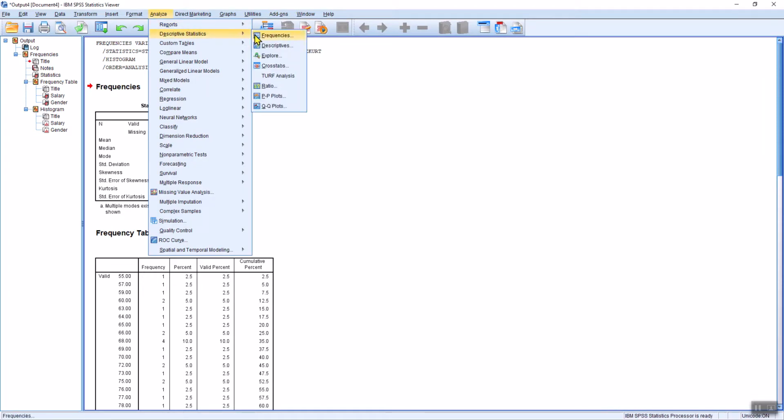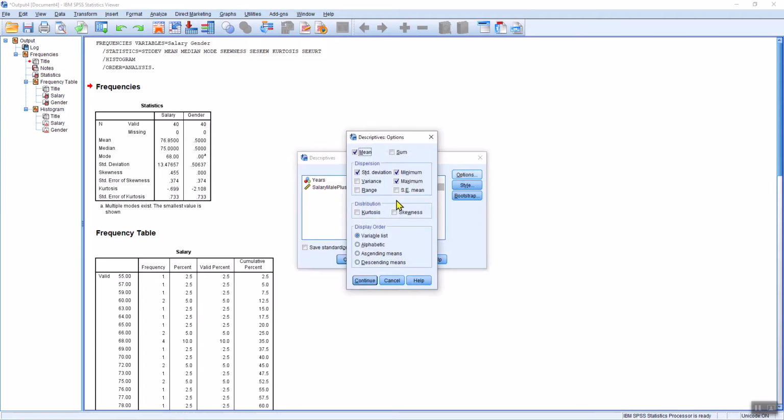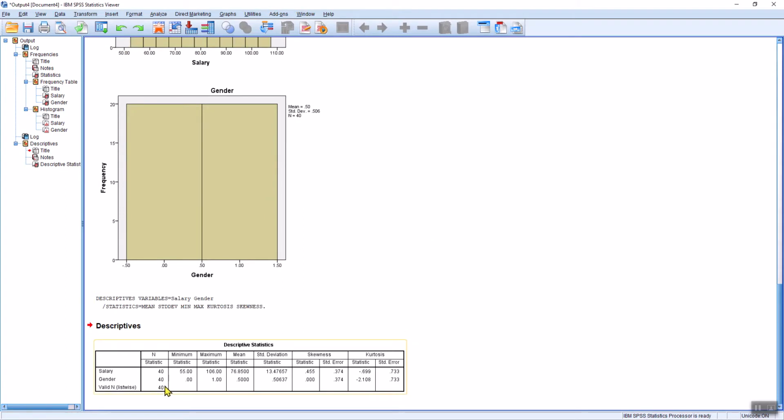So we go back to our options, descriptives, and this was the one that we just ran. Let's try this one, descriptives, and we put salary and gender over and see what happens. And you can see some of the same options here. For the standard deviation, mean, they don't have the mode here as an option. So we run that and we get this little basic table. And again, it just tells us the basic summary statistics for each of these two variables independently of each other.